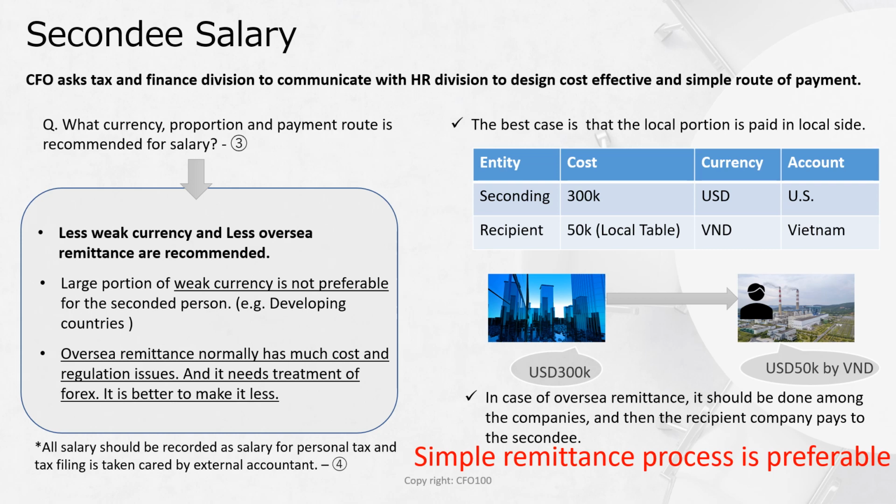Secondee salary is a common issue for global companies, but not all companies properly handle it. With reflecting the concept in this lecture, it is recommended to look at the existing arrangement once again and create a feasible process with HR and other related divisions. In another lecture, you can learn the other technical way to handle the secondee salary using a service agreement. It can expand your options to design the guideline.